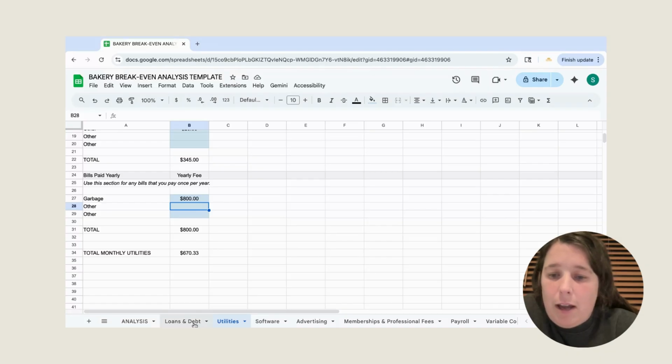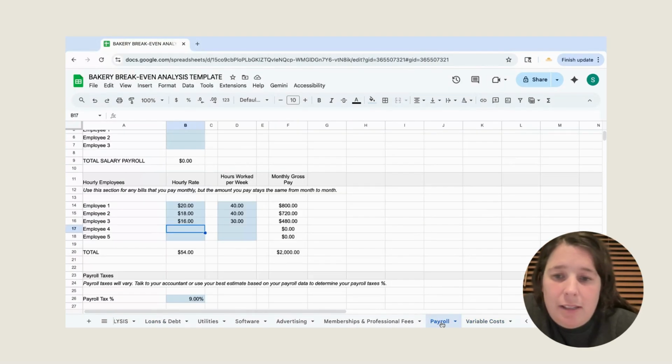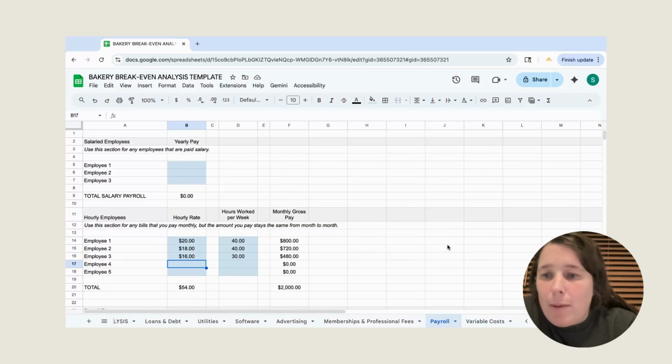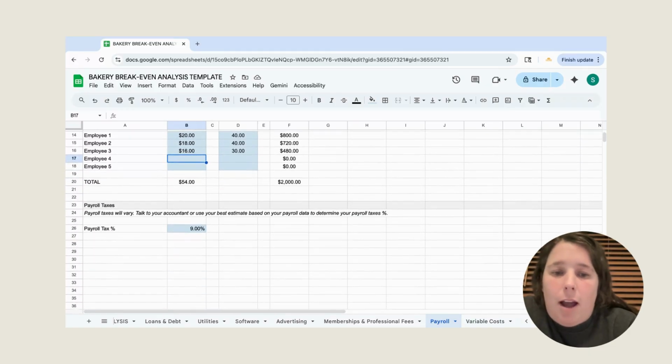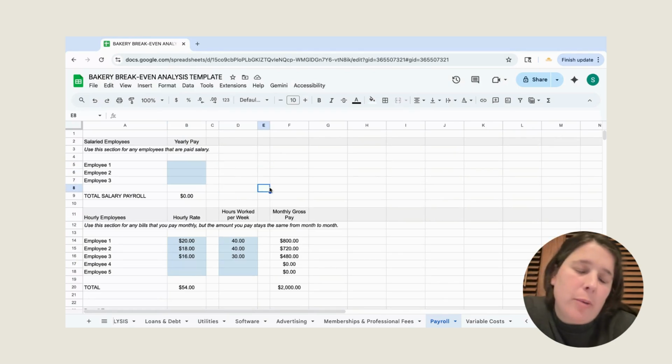And yeah, hopefully this helps you in your business. Again, I am not a financial advisor. I'm not an accountant. I'm not a bookkeeper. This is just something that works in my business. So it should be taken at face value and just used as a tool in helping you make decisions about your business.